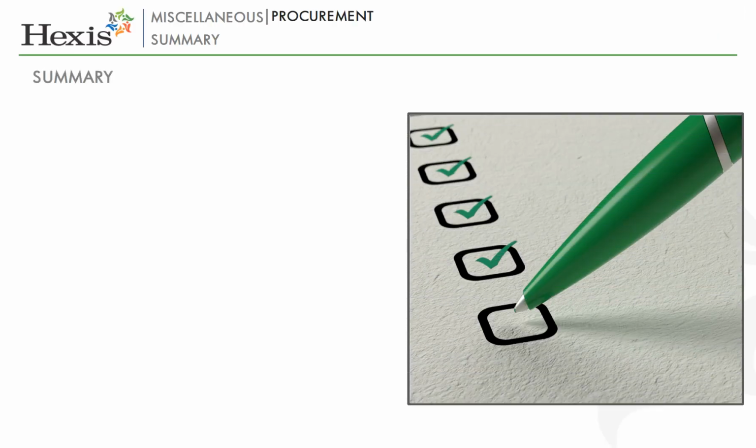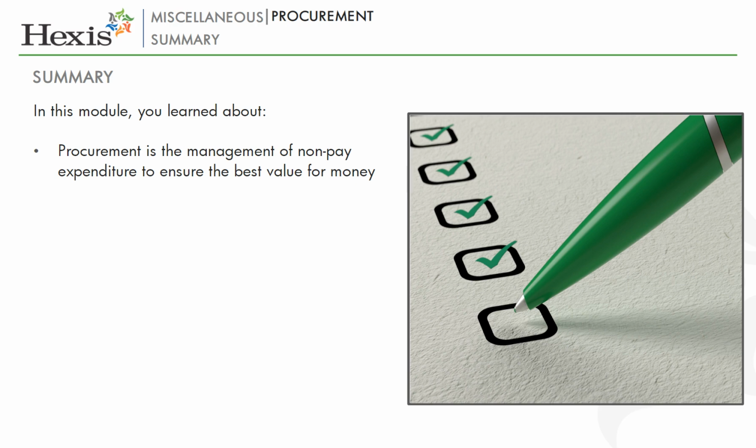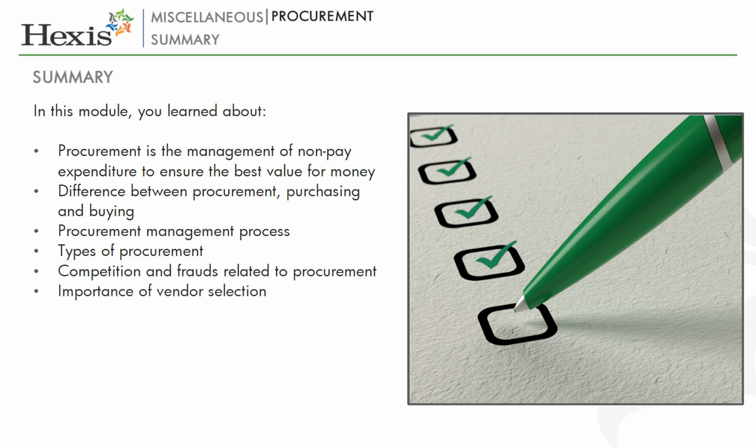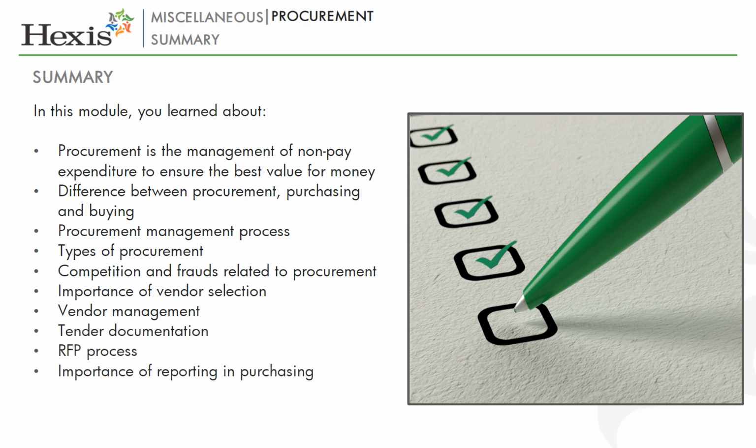That brings us to the end of this module on procurement. In this module, you learned that procurement is the management of non-pay expenditure to ensure the best value for money. You also learned the difference between procurement, purchasing and buying; the procurement management process; types of procurement; competition and frauds related to procurement; the importance of vendor selection; vendor management; tender documentation; the RFP process; the importance of reporting in purchasing; and the impact of procurement on business.